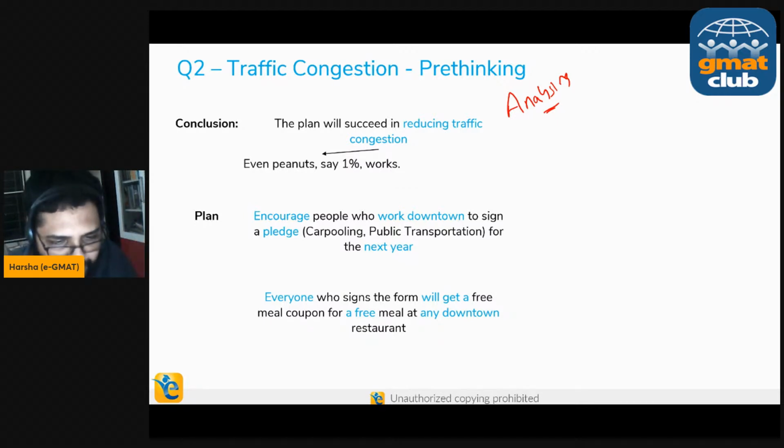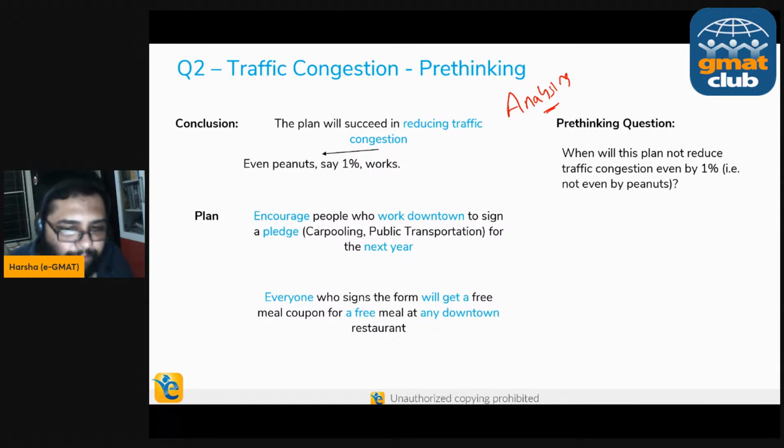How does it work? My conclusion is that the plan will succeed in reducing traffic congestion. So my pre-thinking question is very simple: when will this plan not reduce traffic congestion even by 1%, even by peanuts?